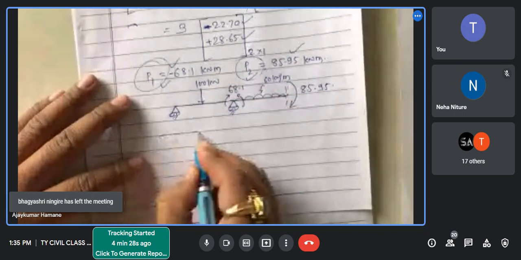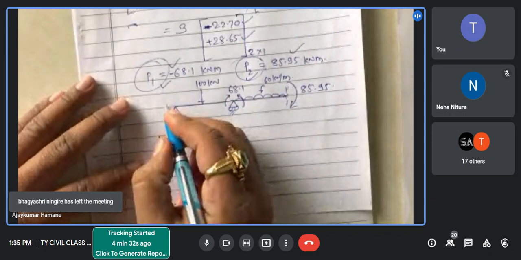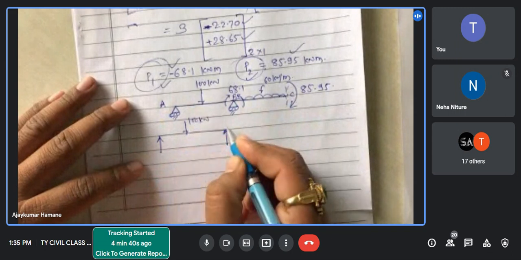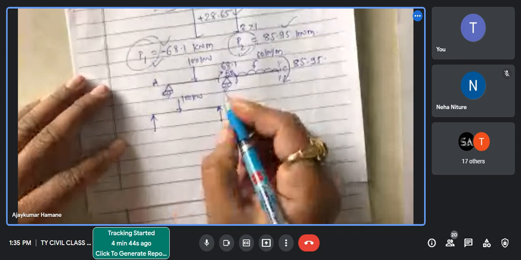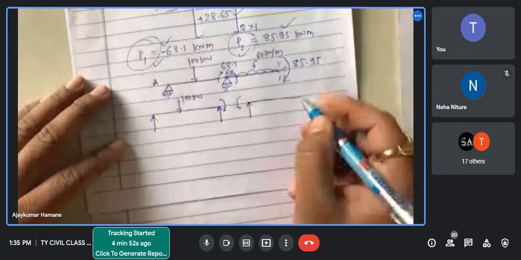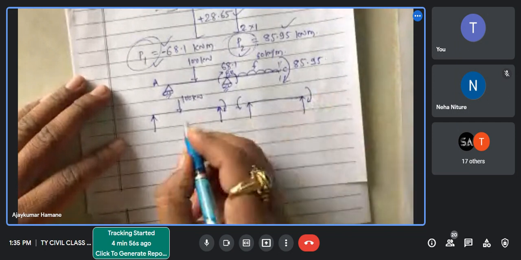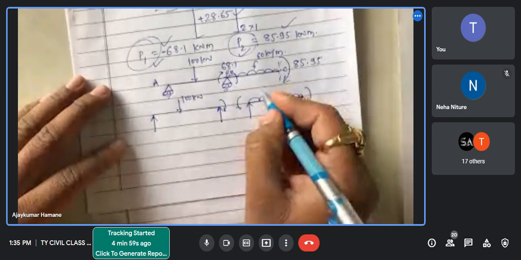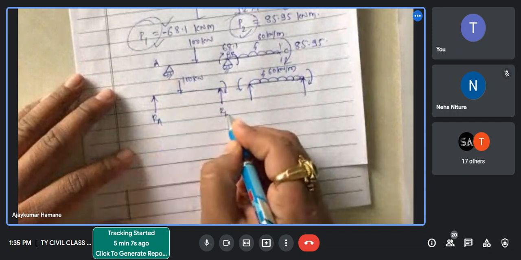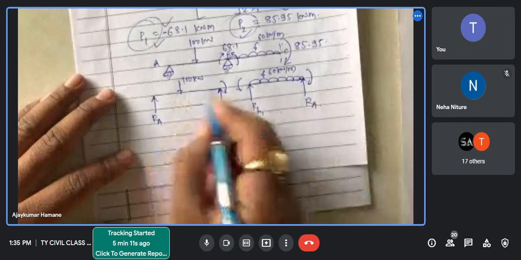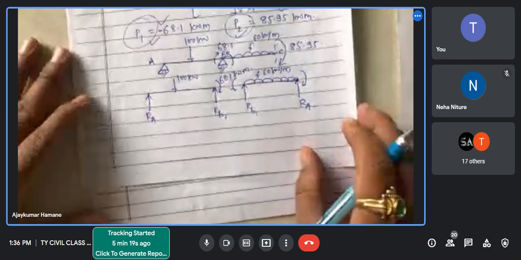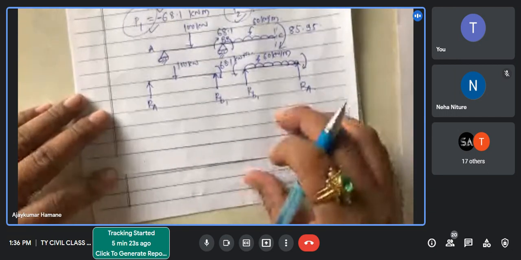Now, how do you find the reactions? It's very simple. Here one reaction, here one reaction. We have A, B, C. So we have the load of 100 kilonewton and we have the moment, 60 kilonewton per meter. We calculate the reactions by using the equilibrium equations, RA, RB1. So this is 68.1 kilonewton meter, correct? Then you find out the reactions.